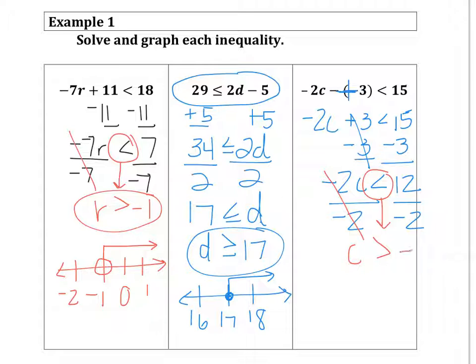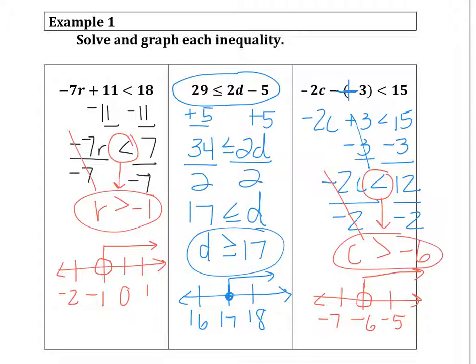12 divided by negative 2 is negative 6. Negative 6, a little bit bigger than negative 6 is negative 5. And a little bit smaller than negative 6 is negative 7. Open or close circle, it's going to be open because it's not or equal to, which means it does not include, and greater than the numbers that are bigger than negative 6, such as negative 5, negative 4, and so on.